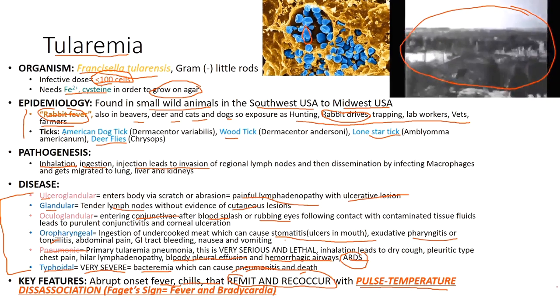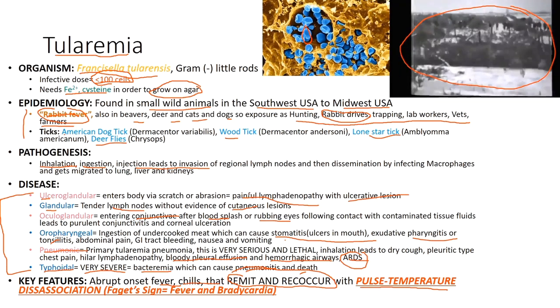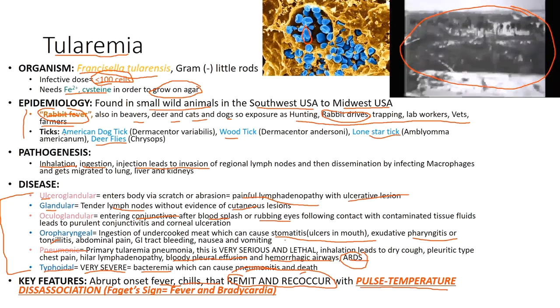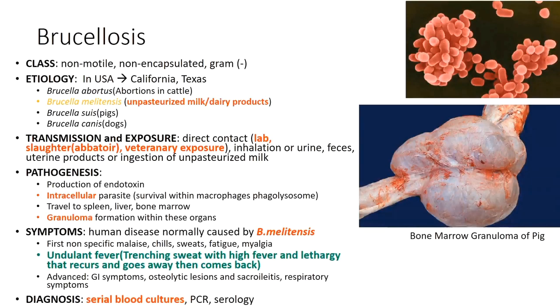This is a key feature you want to look for in stems, and that will get you a nice diagnosis of tularemia. So brucellosis, this is a non-motile, non-encapsulated gram-negative bacteria. It's found in the United States, such as California and Texas. And it is caused from multiple organisms, kind of where you find it.